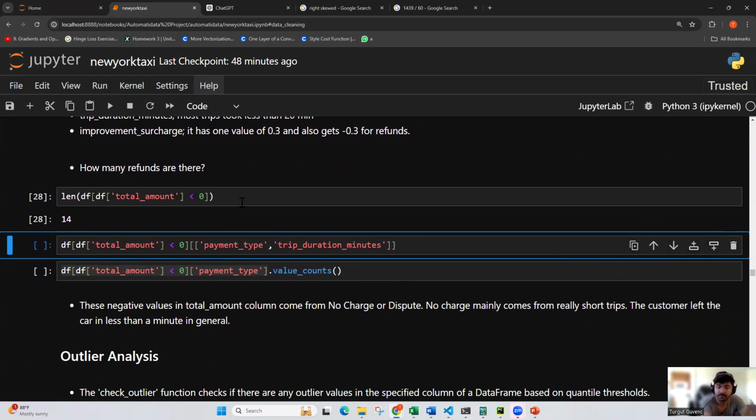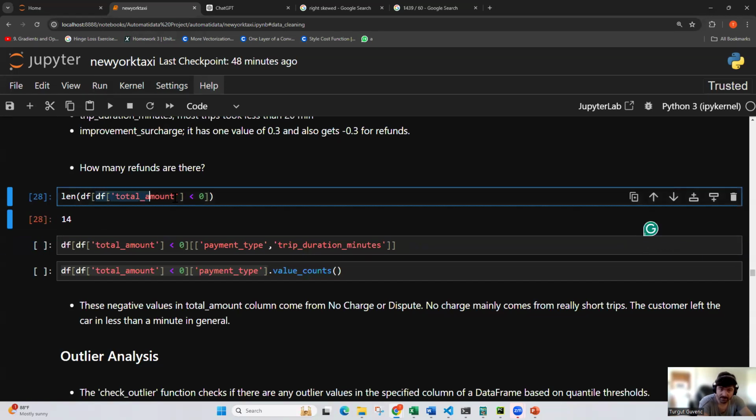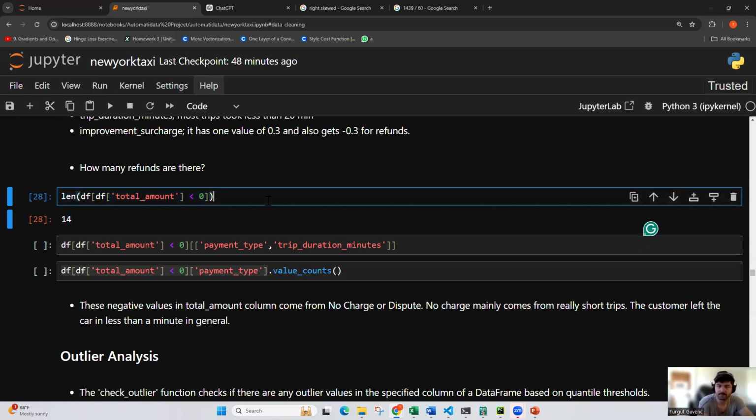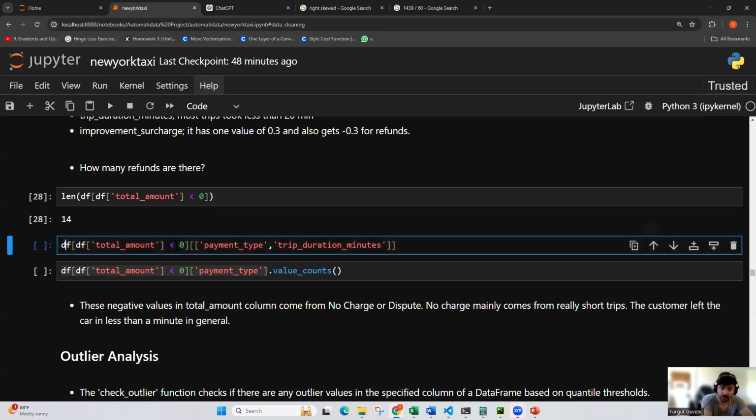And when we run this, this is how we can do the comparison. We are getting our data frame, and inside our data frame, whatever values have total amount less than 0, that condition, we are getting 14. We are getting the len of this data frame. Otherwise, it will show us each observation here, 14 observations.